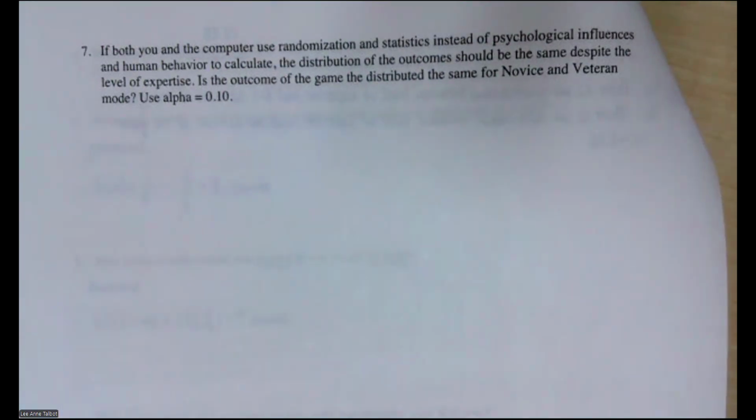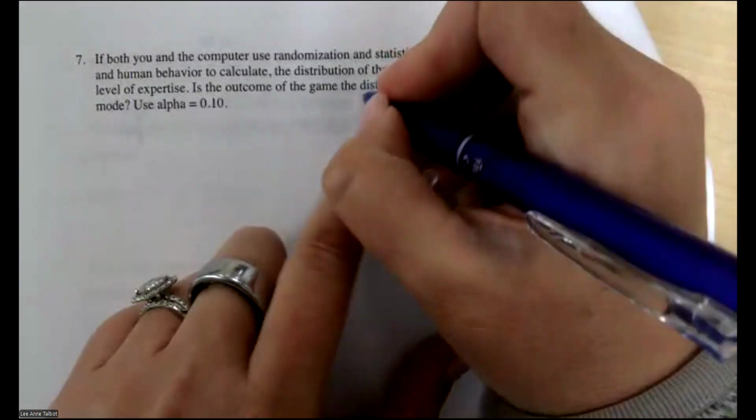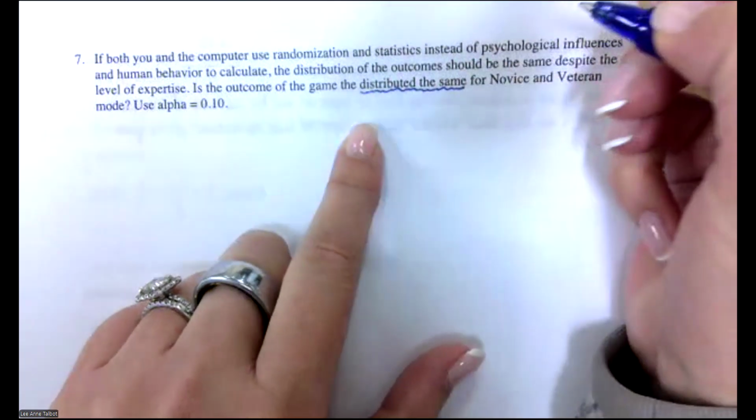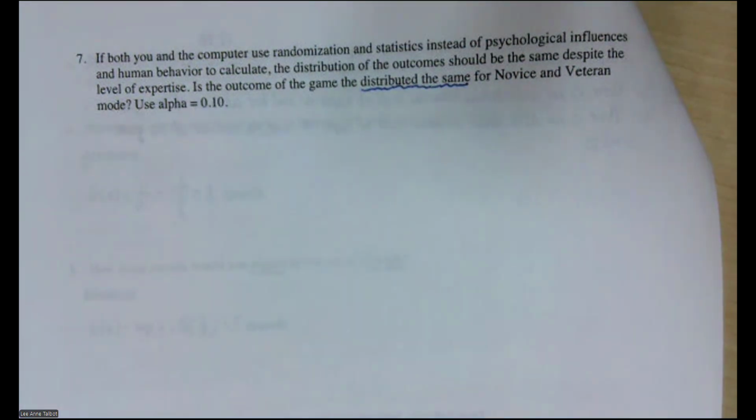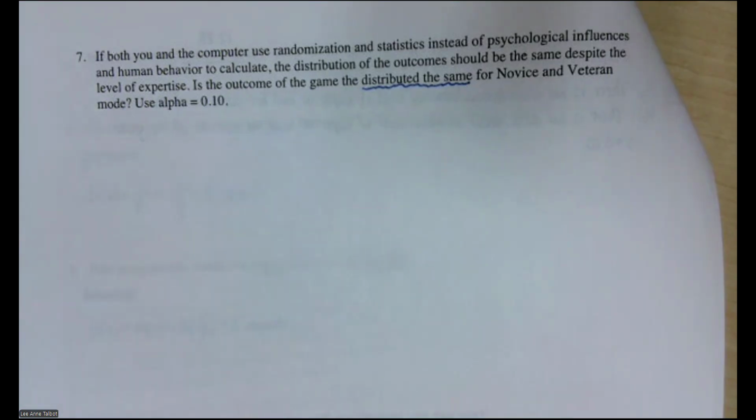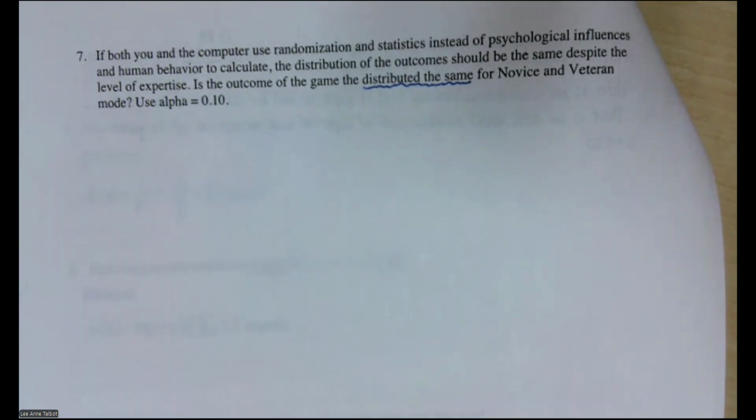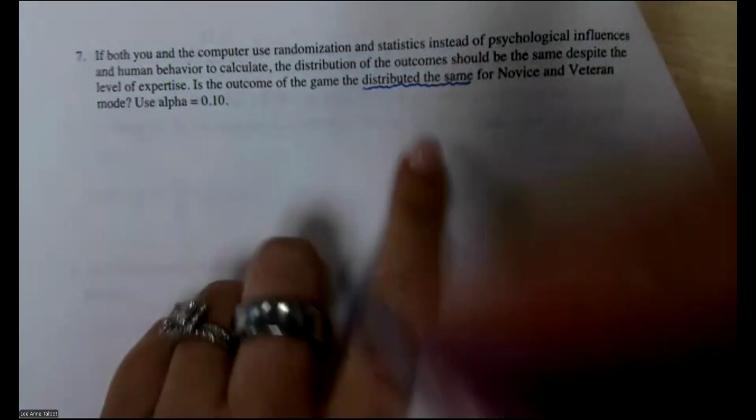Okay. If both you and the computer use randomization and statistics instead of psychological influences as human behavior to calculate, the distribution of the outcomes should be the same despite the level of expertise. Is the outcome of the game distributed the same for novice and veteran mode? Use alpha equals 0.10. Distributed the same tells you that you are doing a test of homogeneity. It's the other one. There's 3 of them.